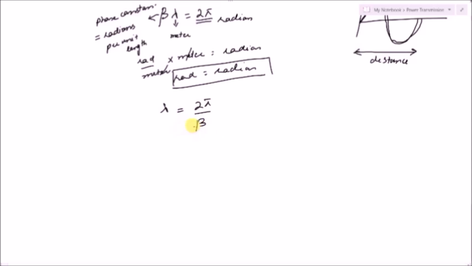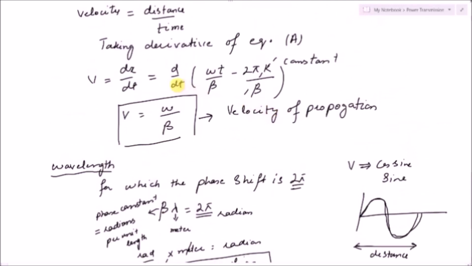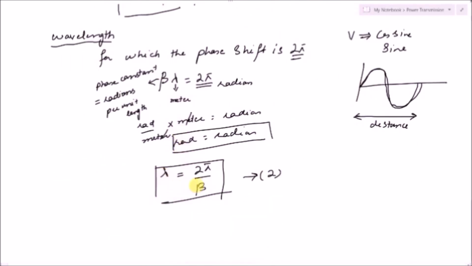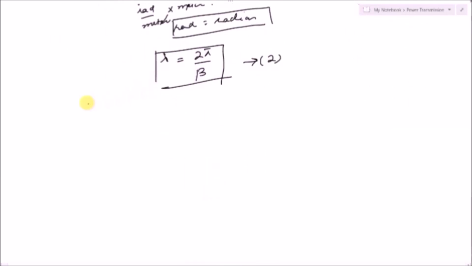Now we have two equations. The first one was for the velocity: velocity is equal to ω by β, and the second one is λ is equal to 2π by β. So in both equations we don't know the value of β, right? So now to find the value of β, let's consider a lossless line.